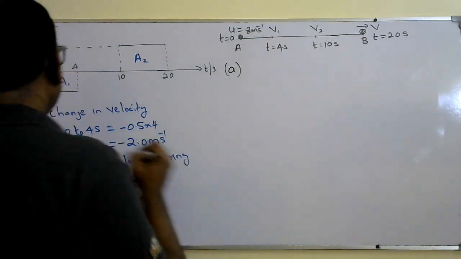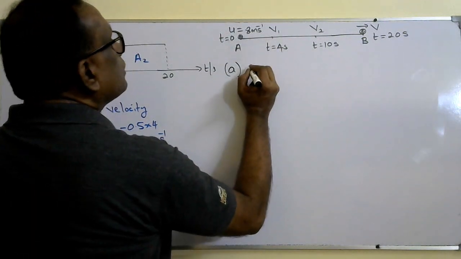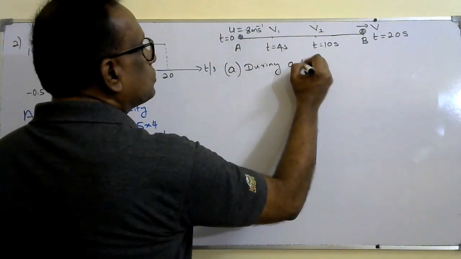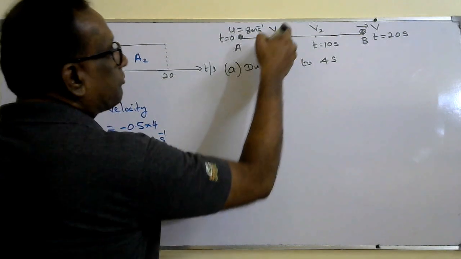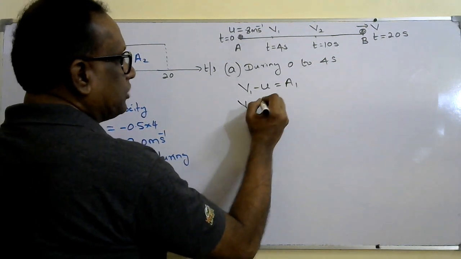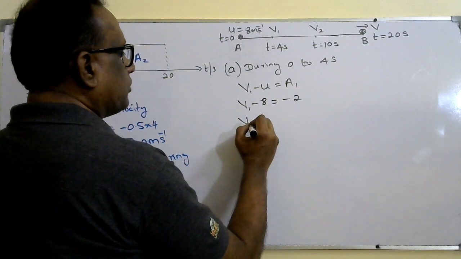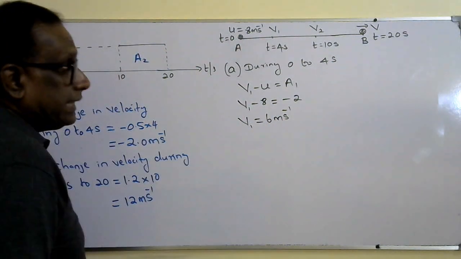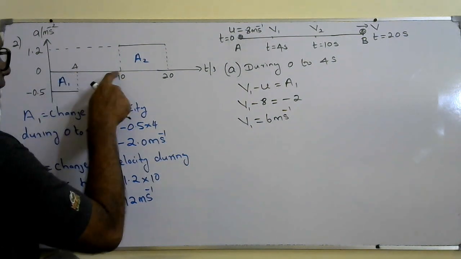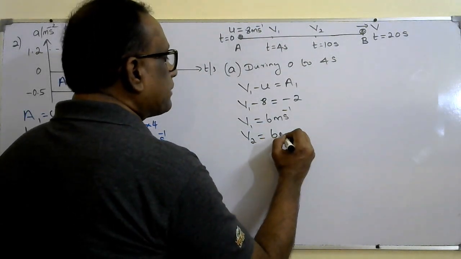So A part, when I find the area of A1, that gives the change in velocity. Change in velocity means final velocity minus initial velocity. So during 0 to 4 seconds, final velocity v1 minus u is equal to area A1. v1 I need to find, u is 8, minus 2.0, so v1 is going to be 6 meter per second. So the velocity at 4 seconds is 6 meter per second. Now during the time 4 to 10, there is no graph, the acceleration equals 0. So v2 is also the same velocity, 6 meter per second.